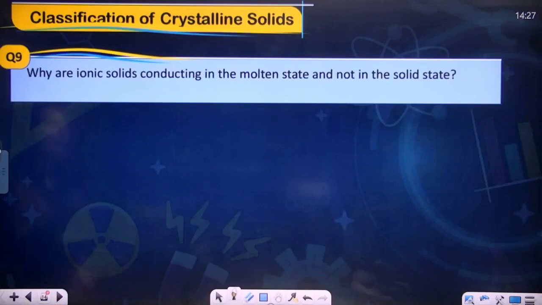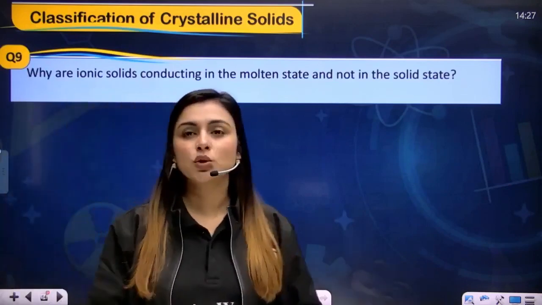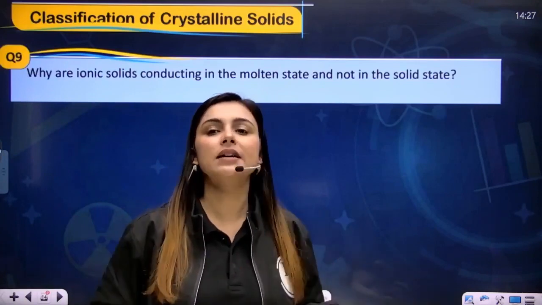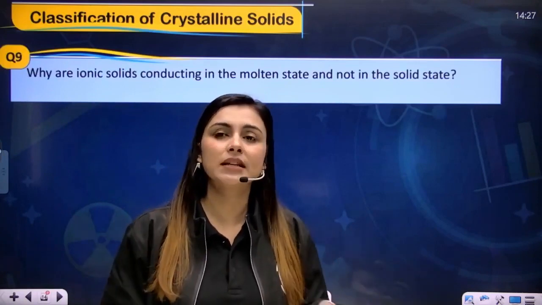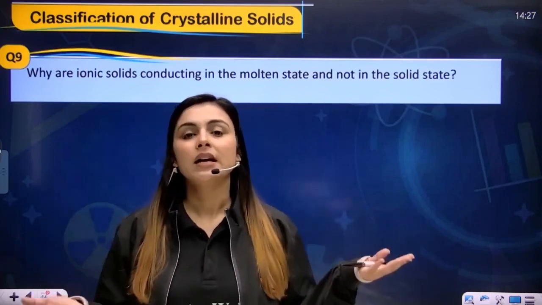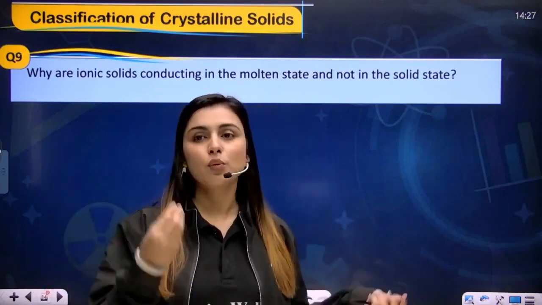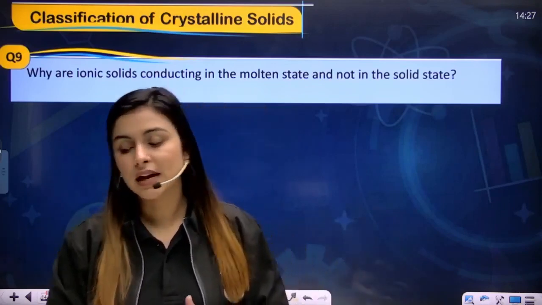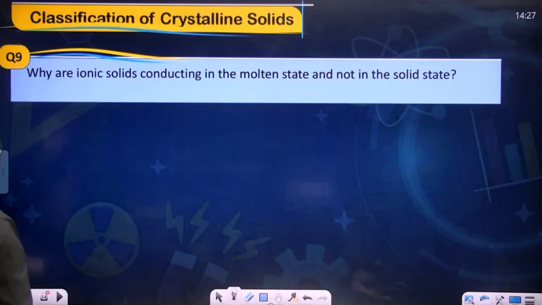Why are ionic solids conducting in the molten state and not in the solid state? Because in the molten state, my dear students, you have free ions present, and since you have free ions present, they can conduct electricity very easily because free ions are charge carriers. Okay, so if you want to write it in your language, please write it down. I have given you the answer. I hope you're clear with this.